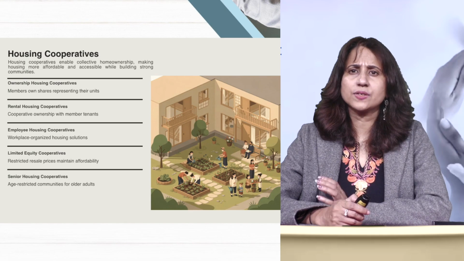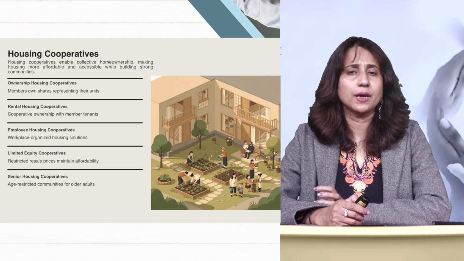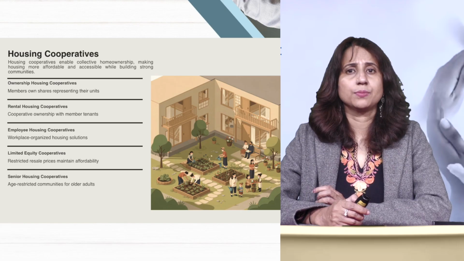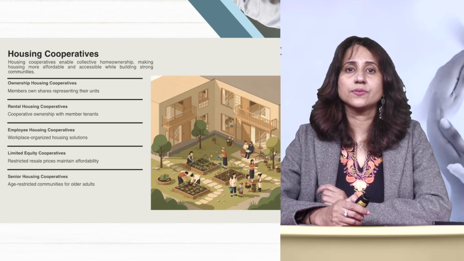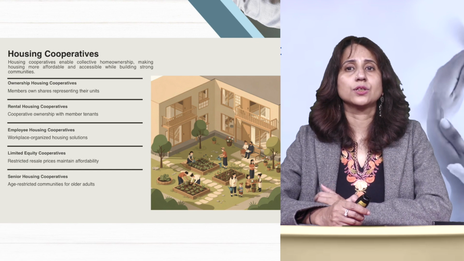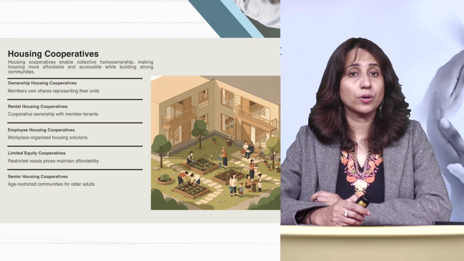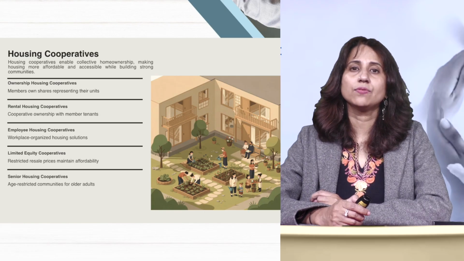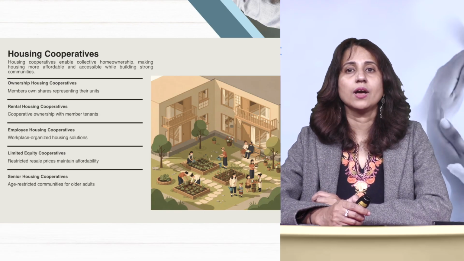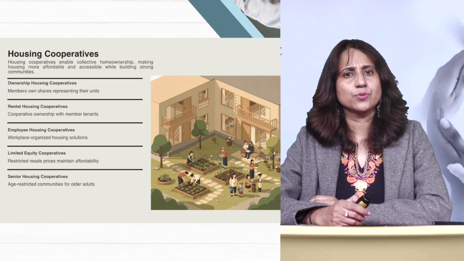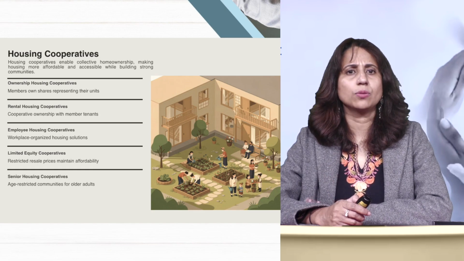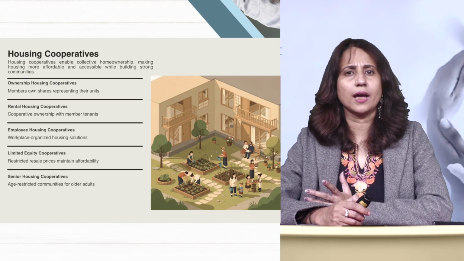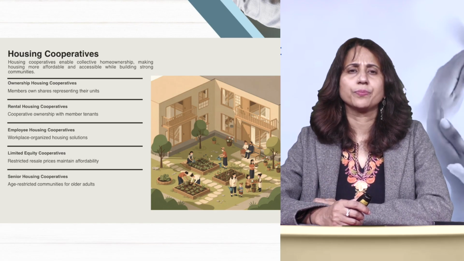Then let us talk about the housing cooperatives. The housing cooperatives enable collective housing development, making home ownership accessible to middle and lower middle income groups. And the housing cooperatives emerge as a solution to urban housing shortage and high property costs, enabling people to achieve home ownership through collective action. There are certain types of housing cooperatives. Housing cooperatives take various forms based on membership, purpose, and organizational approach.